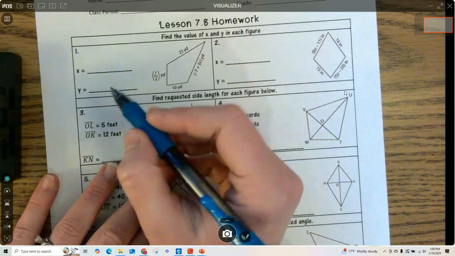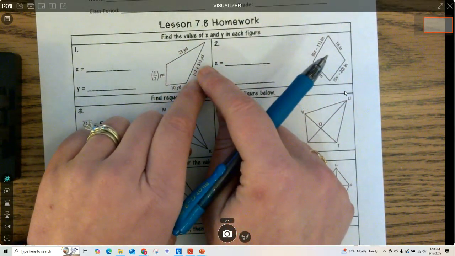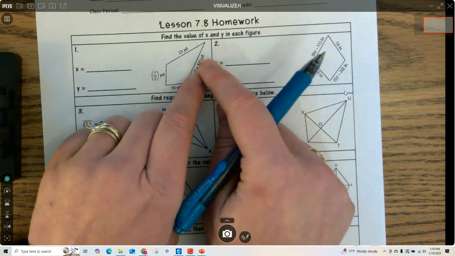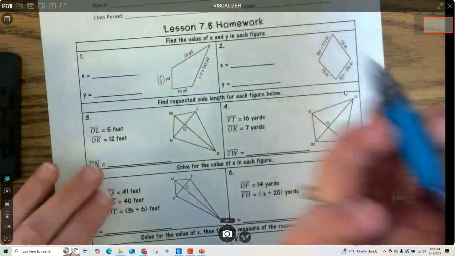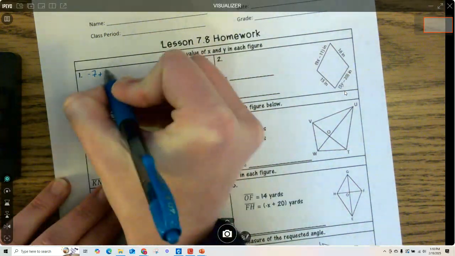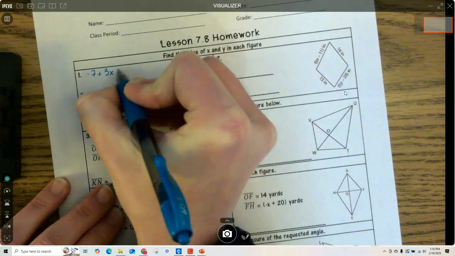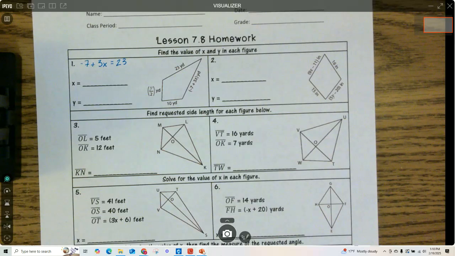So in this first one here, we're going to find the value of x and y. So here's my x, -7 plus 3x, and then it's going to match this side over here. So I can set those equal to each other. I can do -7 plus 3x equals 23. Okay.